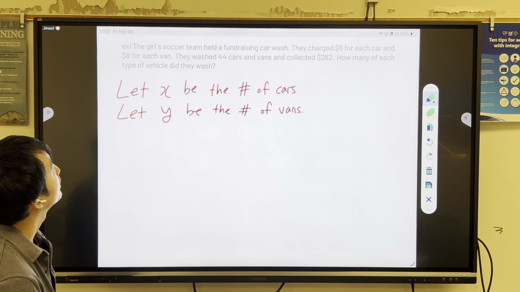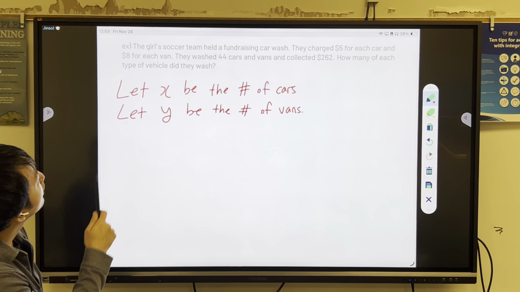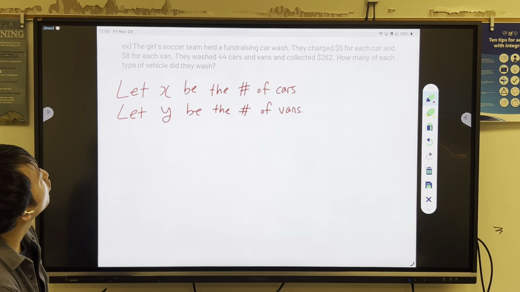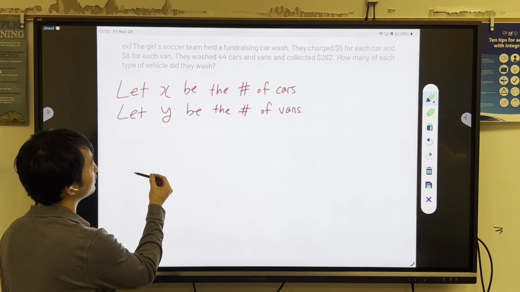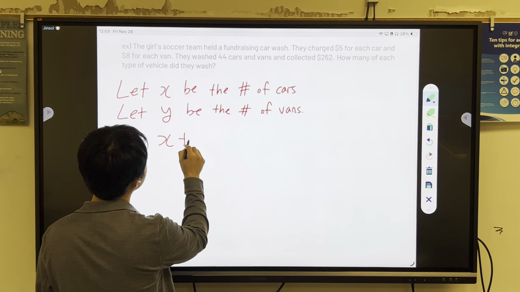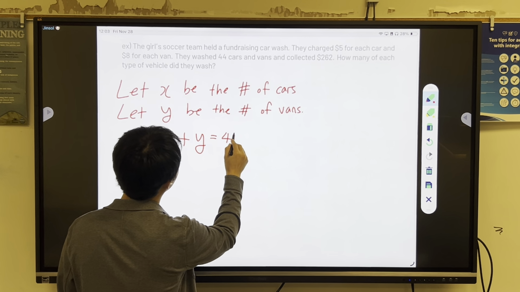And now let's set up the equations. Apparently, they washed 44 cars and vans in total. For me, once again, that sounds like the sum of x and y is equal to 44.